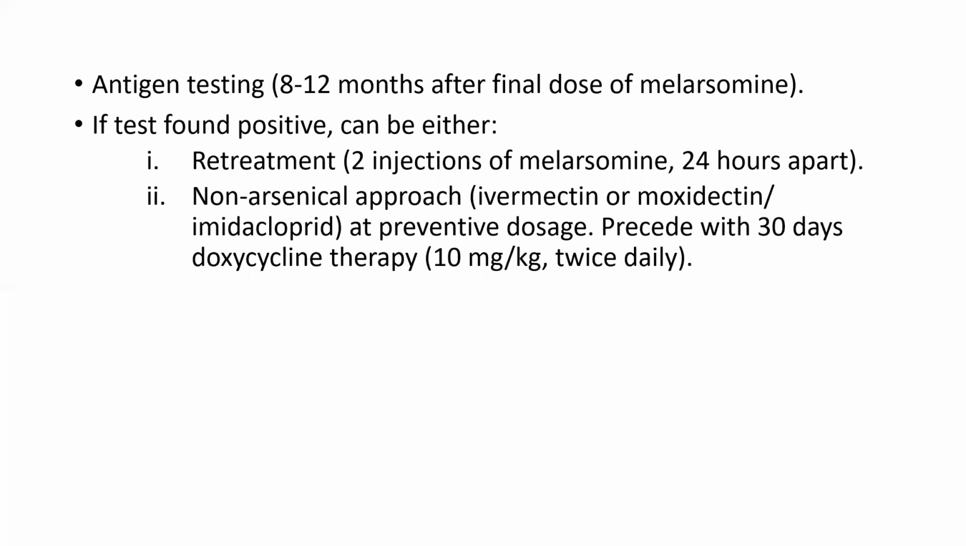Next is antigen testing, which should be conducted 8 to 12 months after the final dose of melarsomine. If the test is positive, the dogs will either undergo retreatment, which is 2 injections of melarsomine 24 hours apart, or a non-arsenical approach, which is giving ivermectin or moxidectin at preventive dosage. This is preceded with 30 days of doxycycline therapy at 10 milligram per kilogram twice daily.